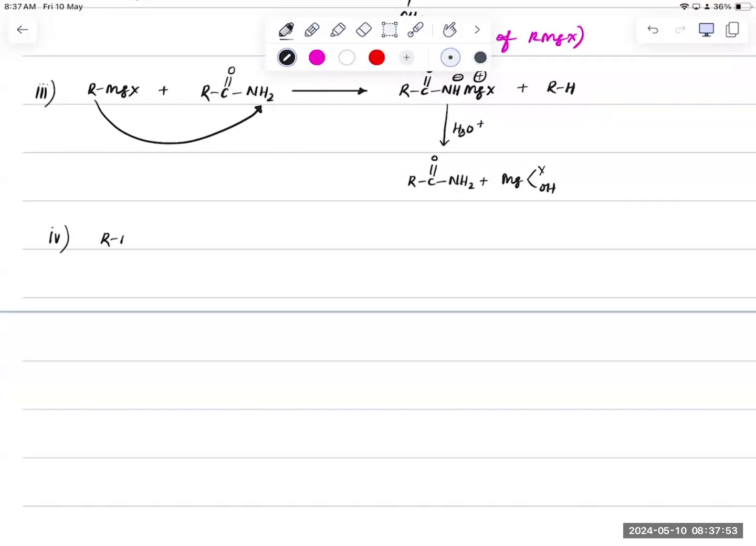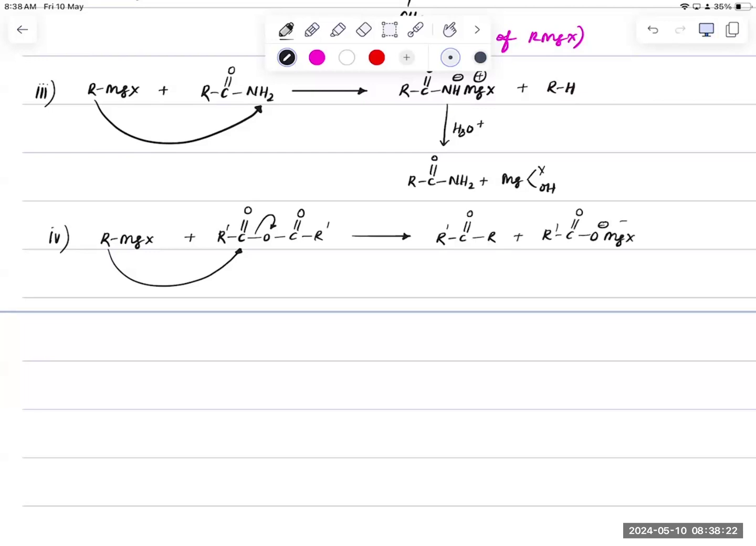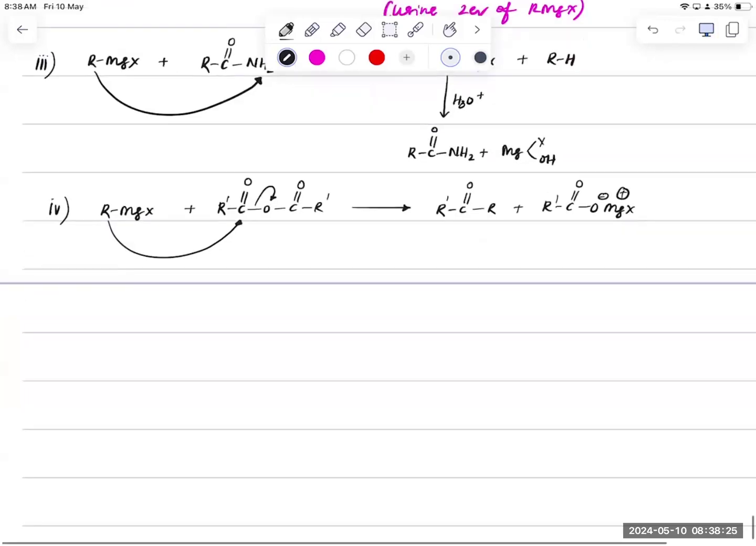Similarly, if you take RMgX and treat it with an anhydride, R'C=O, C=O R', this time R will attack on this carbon. This bond will leave if it is one equivalent. For one equivalent, we'll get RC=O R' plus R'C=O O minus and MgX plus. Got it?